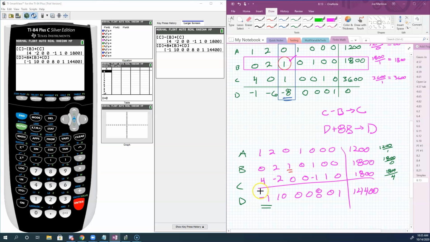Which one of those is smallest? Row A. 1200 split one way is smaller than 1800.